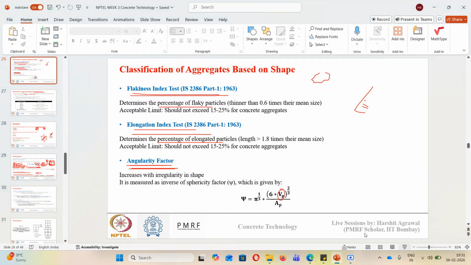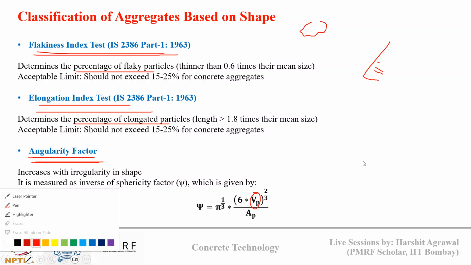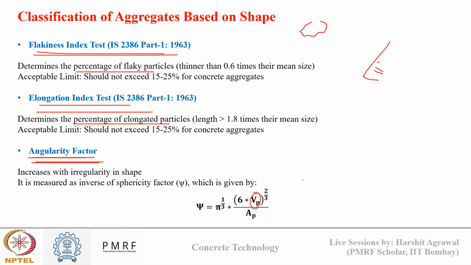Okay, so what do we do in that method? We take a cylinder, and we pour the cylinder with a known volume of water. There are markings on the cylinder, and different depths represent different volumes. Suppose in this cylinder I have poured water up to 500 ml. Now I add my angular aggregates in this cylinder.